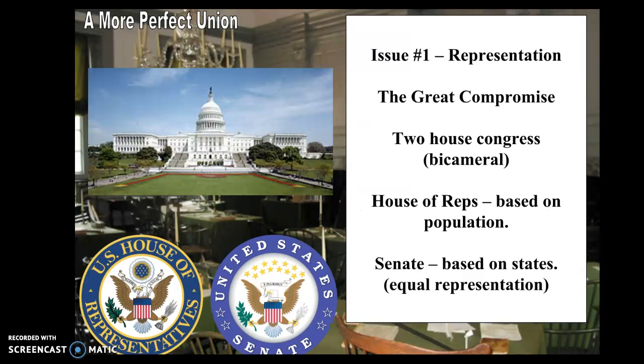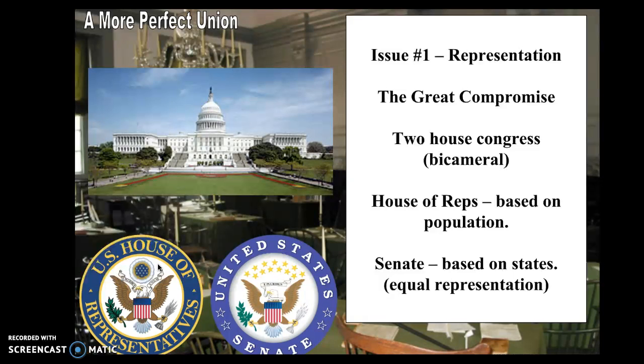Well, what they decided to do is come to a compromise, also known as the Great Compromise. So they used both plans. They used a bicameral legislature. That means two houses. One house is the House of Representatives. The other house is the Senate. The House of Representatives is based on the Virginia Plan, so it's based on population of each state. Whereas the Senate is based on the New Jersey Plan, where each state has 2 senators.